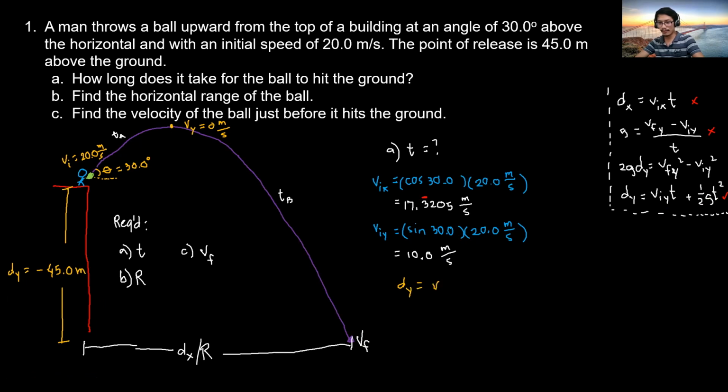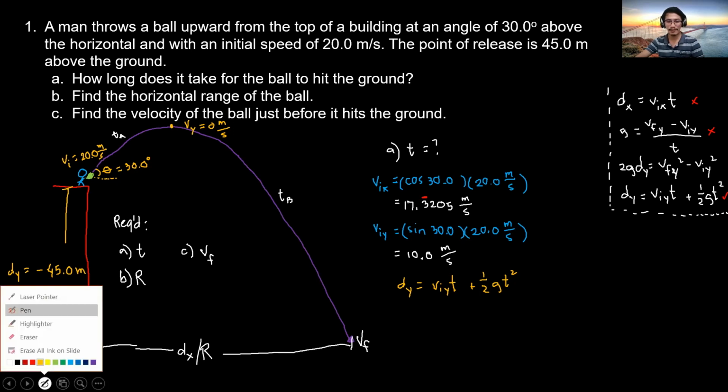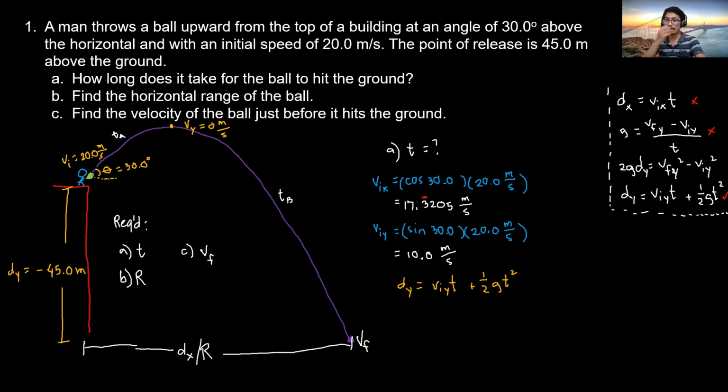dy is equal to VIYT plus 1/2 GT squared. Ayan. So, dalawa ang time. Di ba? This is quadratic equation. Tama? So, ibig sabihin, gagamit tayo later ng quadratic formula. Di ba? I hope na-remember nyo pa yung quadratic formula. So let us substitute all the given values. I-transpose natin into standard form of the quadratic equation.